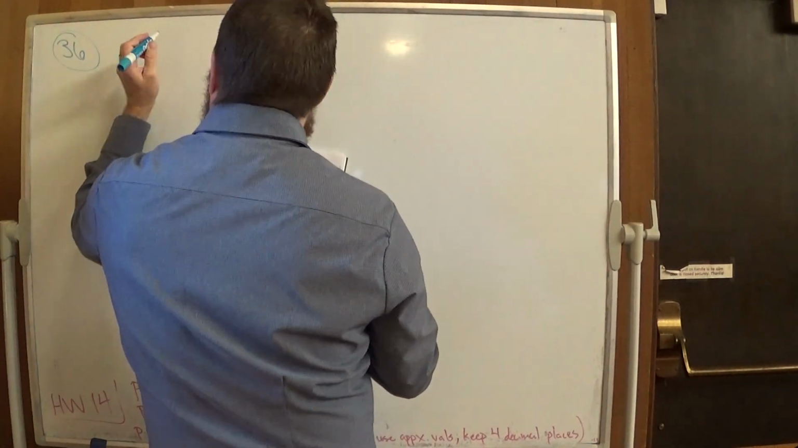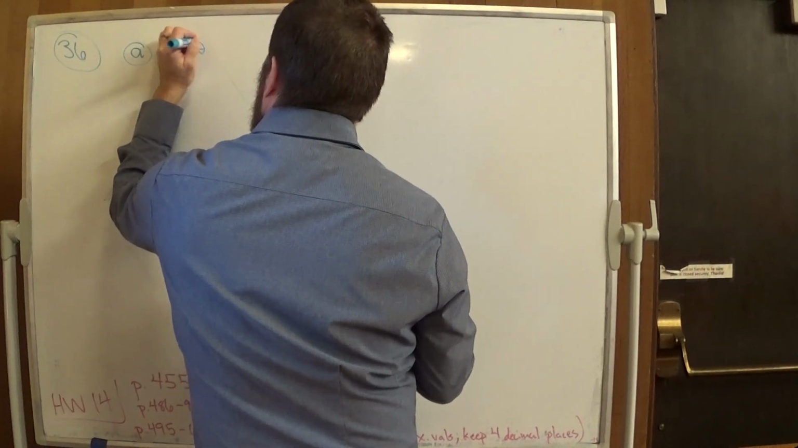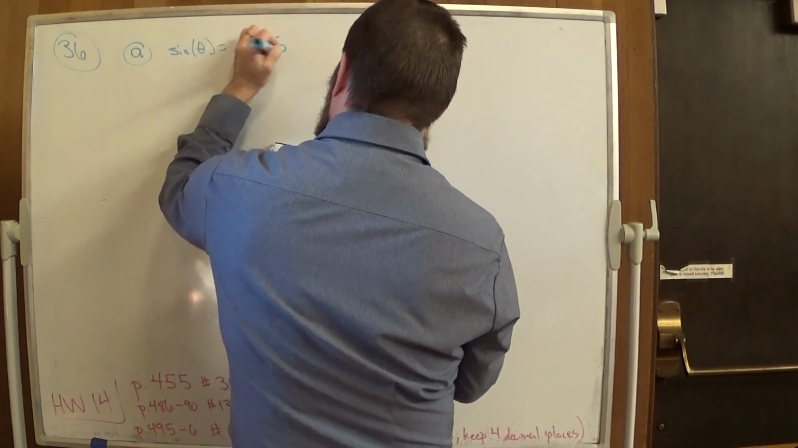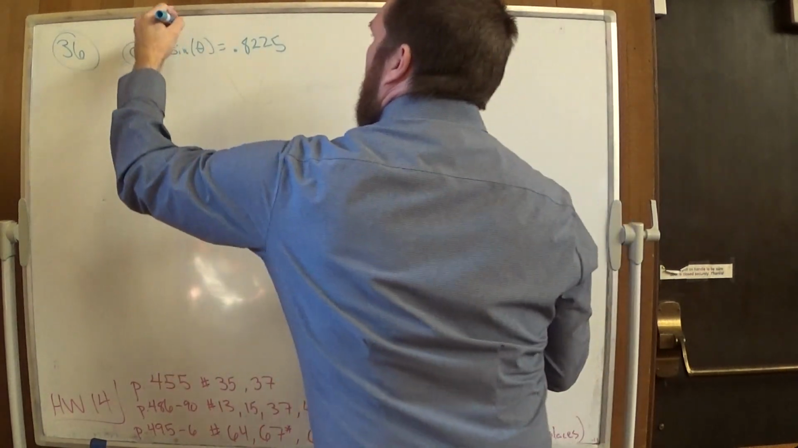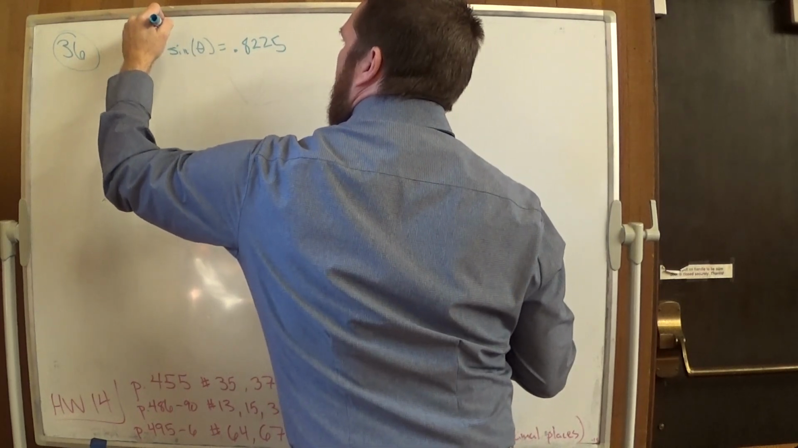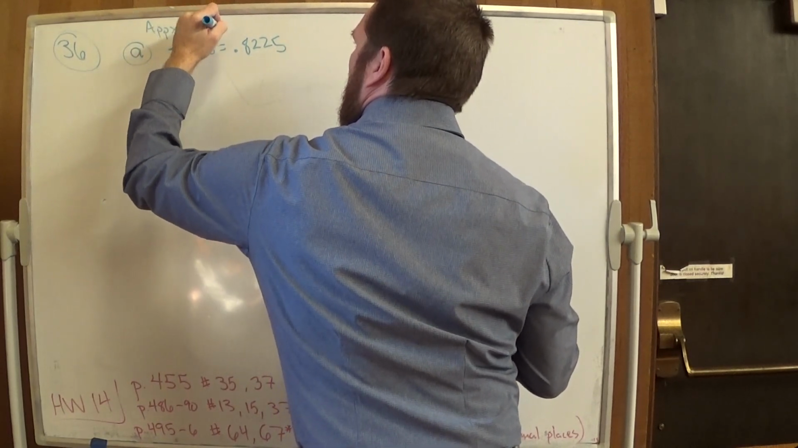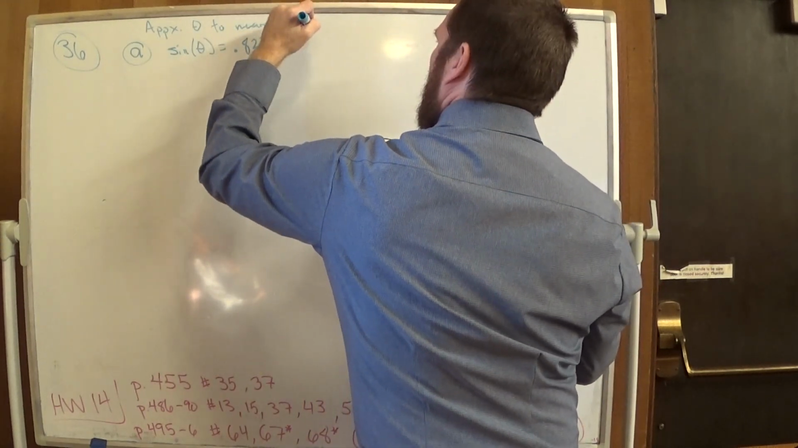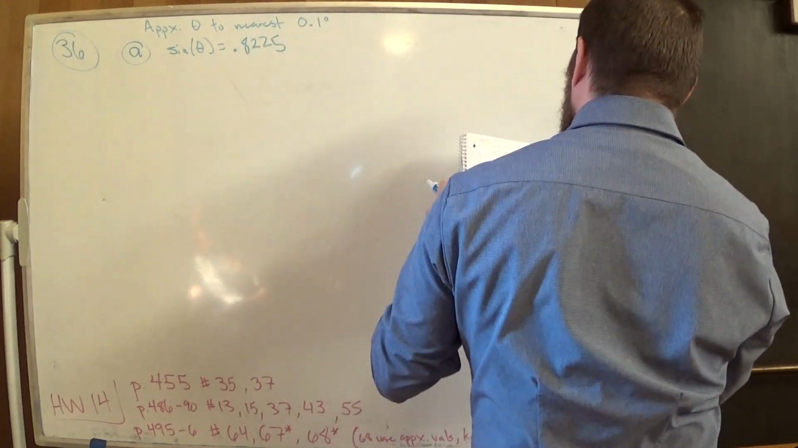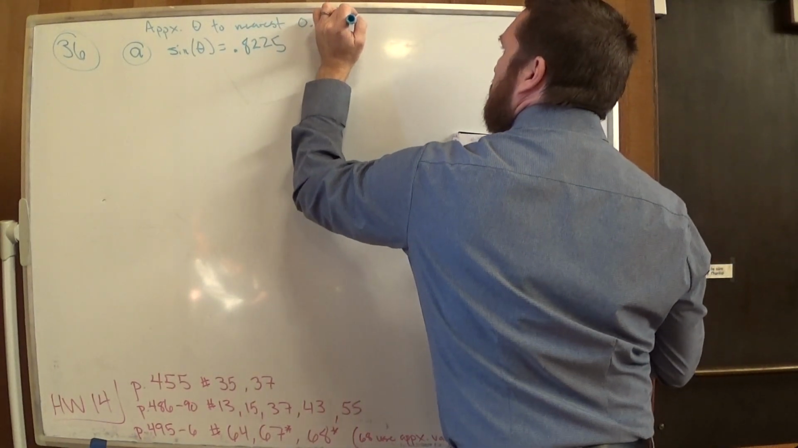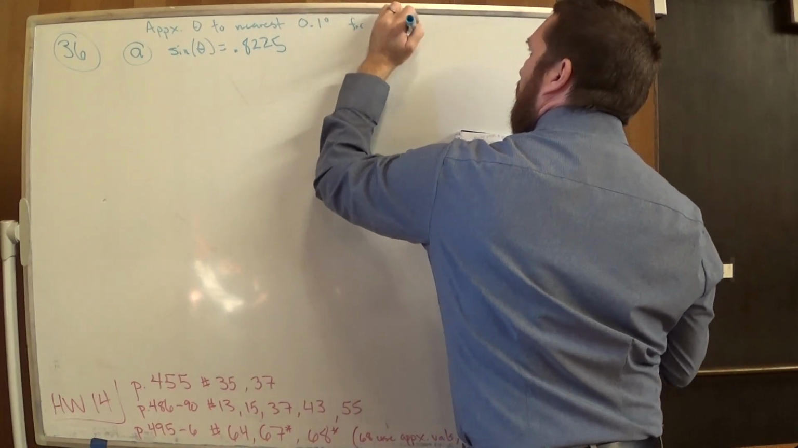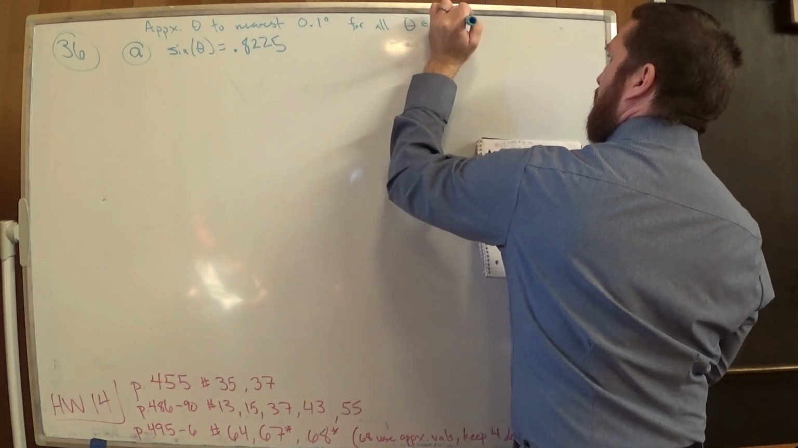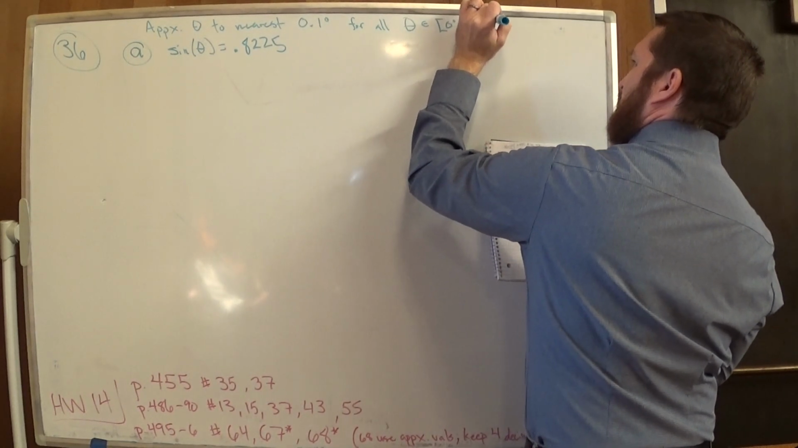Problem A gives you this, sine theta is equal to 0.8225. And it tells you to approximate theta to the nearest 0.1 degrees for all angles theta in the interval 0 degrees to 360 degrees.